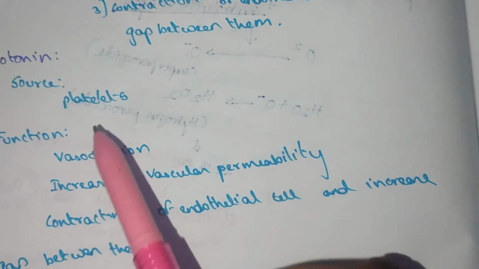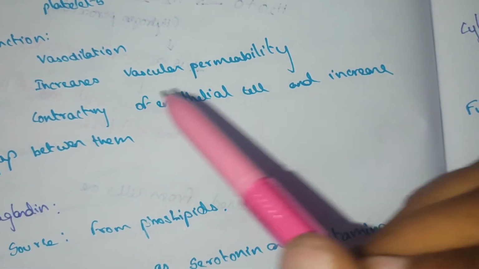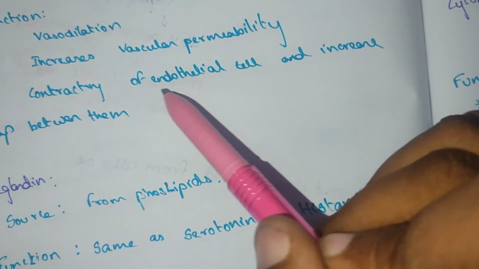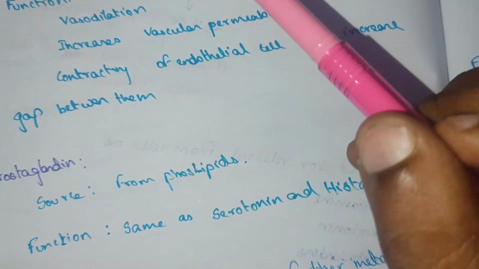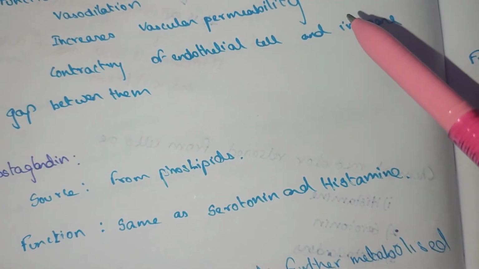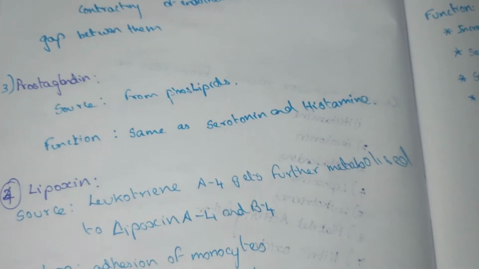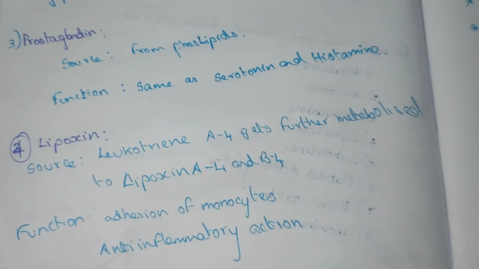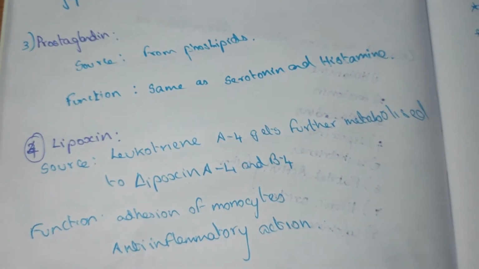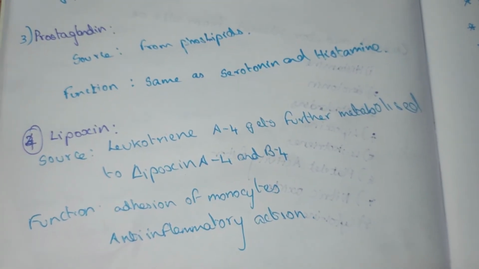And serotonin: the main source is platelet. The function is vasodilation, increasing the vascular permeability, and contracting the endothelial cells, increasing the gap between them, same as histamine. Prostaglandin: the source is phospholipid, and it has the same functions as serotonin and histamine: vasodilation, increased vascular permeability, and increased gap between the endothelial cells.